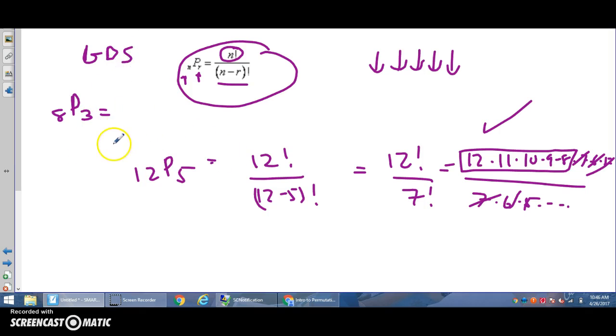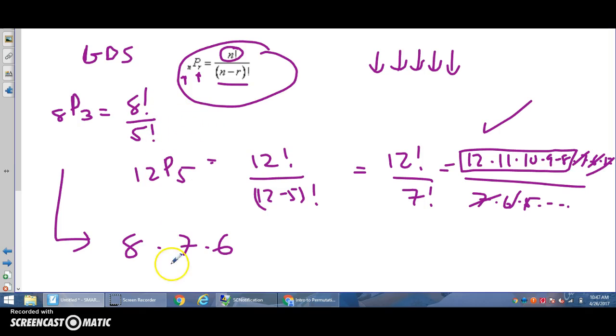Well, one way to look at it is using the counting principle and say I have 8 options for the gold. Then I have 7 options. Then I have 6 options. 8 times 7 times 6. Or I can come back and say, it's 8 factorial over 8 minus 3, 5 factorial, which is, throw that in a calculator, you get the same answer.